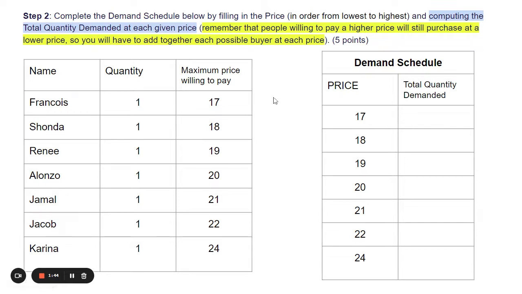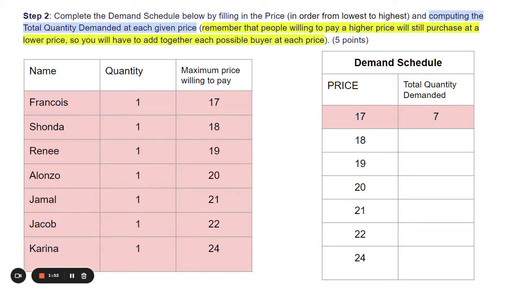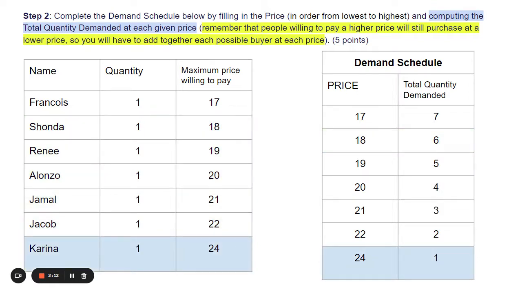We've got our maximum price willing to pay on our left graph, and on our right graph is the demand schedule. Francois is willing to pay $17, but everybody else is also willing to pay $17. So our total quantity demanded is going to be 7. At $18, it's going to be 6. We can fill in our demand schedule from there, and we note that Karina is the only one who will pay $24. So the total quantity demanded at $24 is 1.